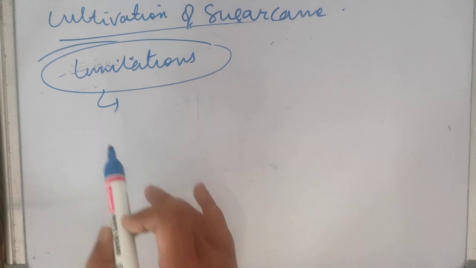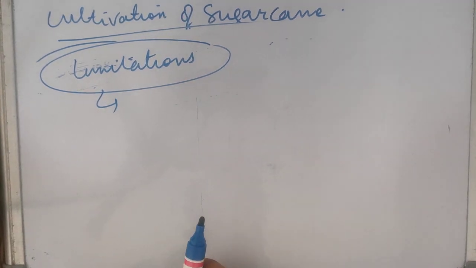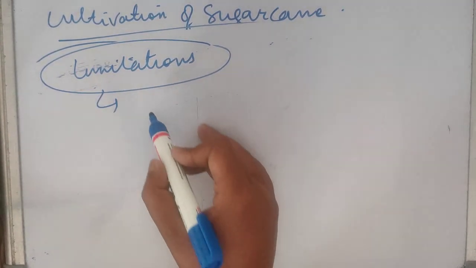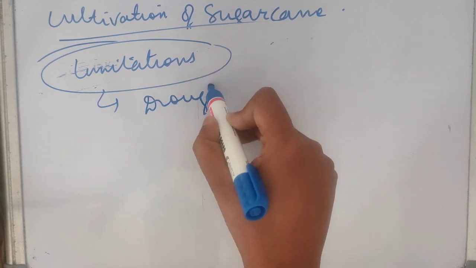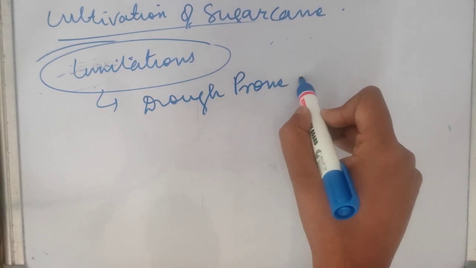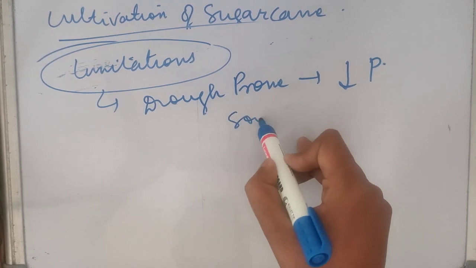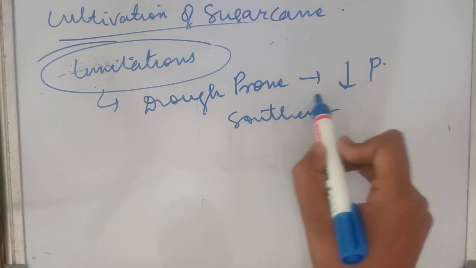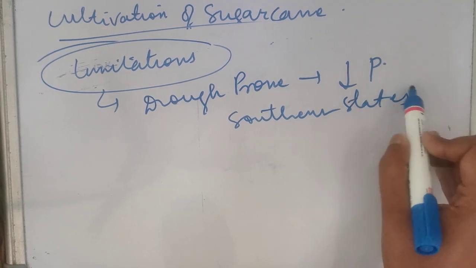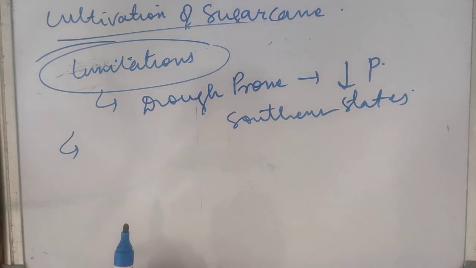Limitations. First of all, it is drought prone, with loss of productivity. Hence, in drought areas, it is less productive. You can see this in some southern states, where in some years the productivity was low due to less rainfall.